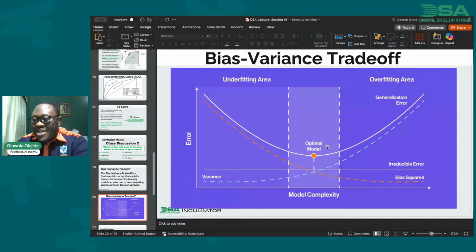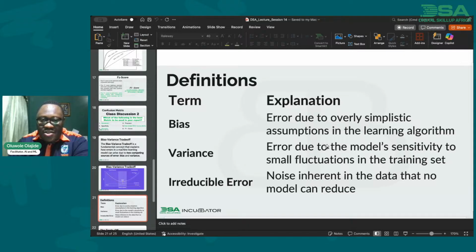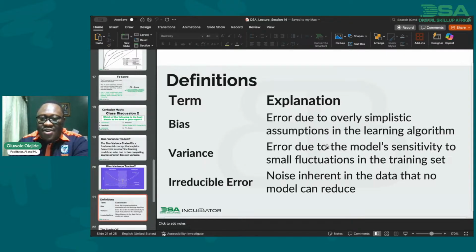By the time you start your project, you will start facing those kinds of errors, and questions will start coming in. I already explained these errors to us last time. Bias is error due to oversimplistic assumptions in your learning algorithm. Variance is errors due to model sensitivity to small fluctuations in your training data set. Then what are irreducible errors? Noise inherent in data that no model can reduce.